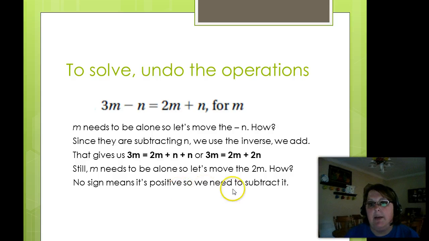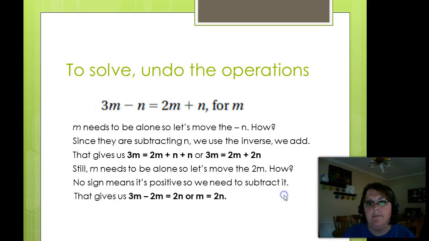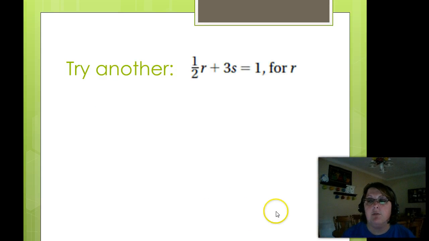There's no sign in front of this 2m, so we have to assume that it's positive. So no sign means it's positive, so to undo a plus 2m, we would have to subtract it, or do a minus 2m. That gives us 3m minus 2m equals 2n. Well, 3m minus 2m is just plain old m, and m equals 2n. m is alone now, so you're finished. That is your solution. m equals 2n. So let's try another one.